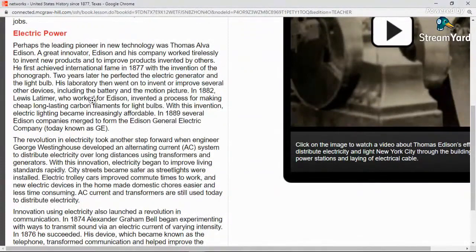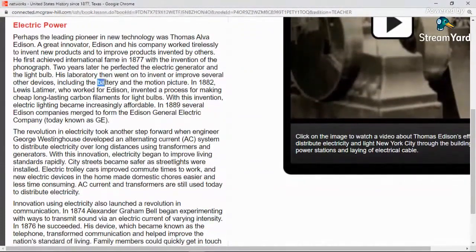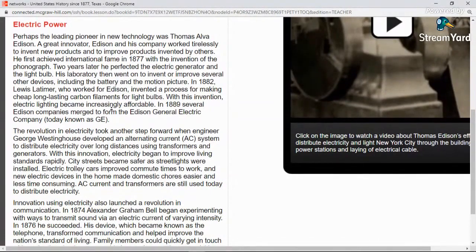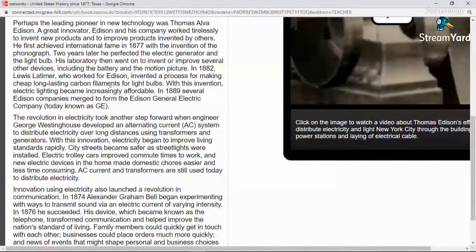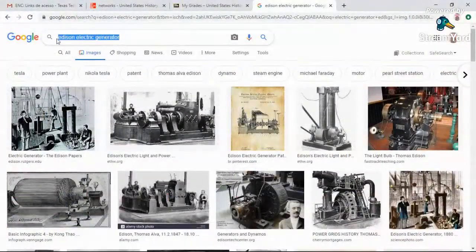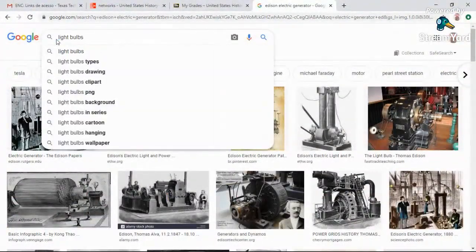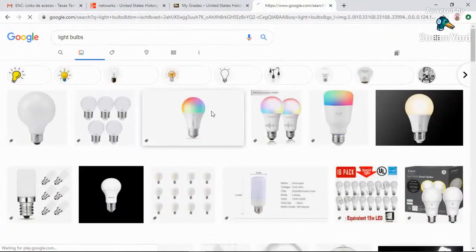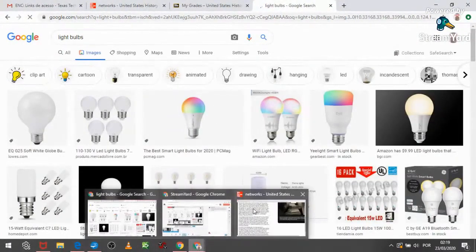And he also had the battery, the motion picture. Okay, and he also was able to make light bulbs. By the way, what is a light bulb? Maybe you don't know this vocabulary, so let's look it up. What is a light bulb? That's a light bulb. Okay, so Edison was the man.